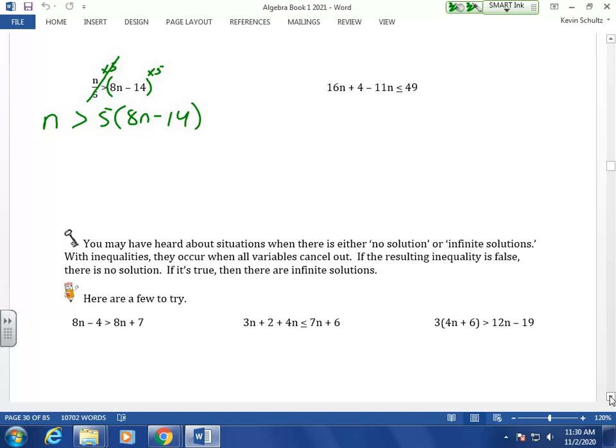Yes, Elise? Could you subtract 8n on both sides first? If you do that, then you end up with n over 5 minus 8n is greater than negative 14. So you've got two variable terms that you can't combine the way they're written. So then you might have to do common denominators. Yes, you can, but it gets a little more messy. Okay.